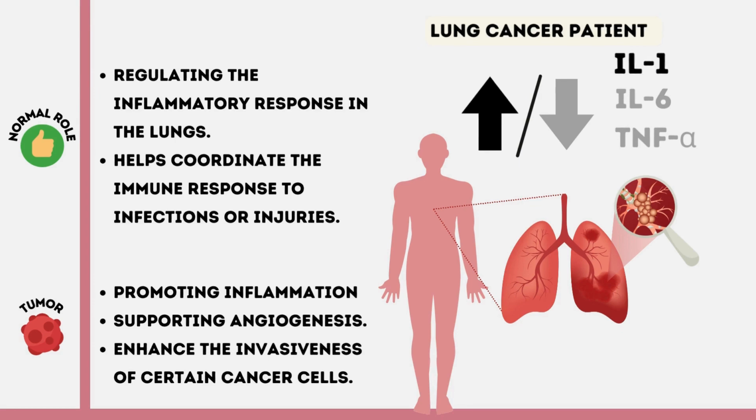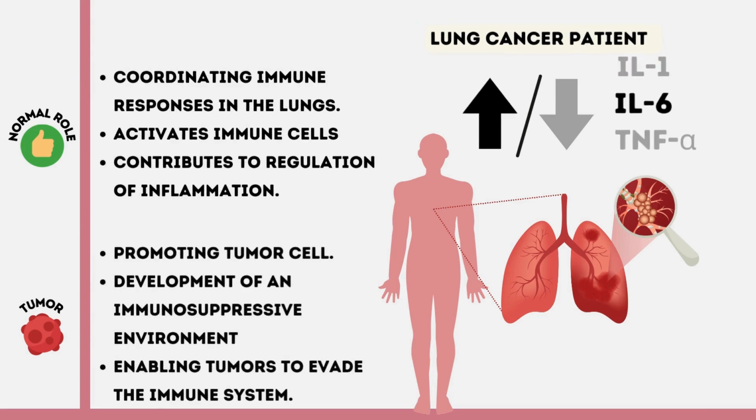As for angiogenesis, imagine a tumor as a growing city. For it to get bigger, it needs more roads, in this case blood vessels, to bring in supplies like nutrients and oxygen. So, IL-1 can signal the body to build these new roads through a process called angiogenesis, helping the tumor get what it needs to grow.